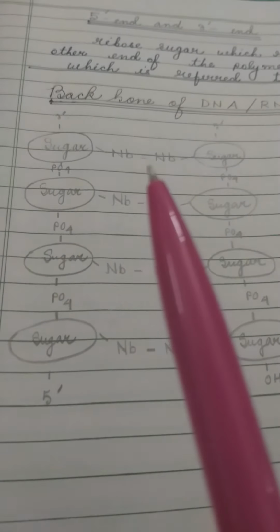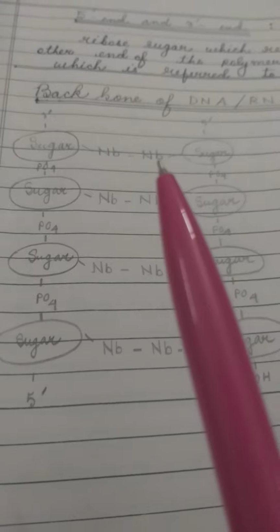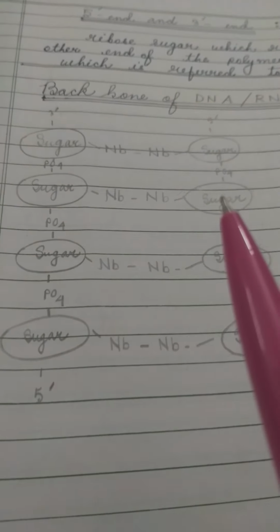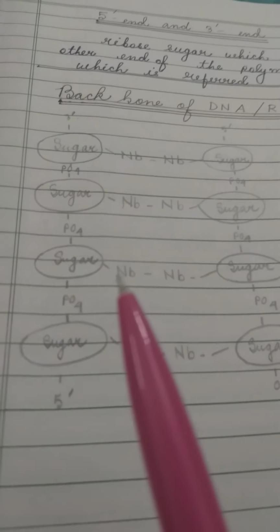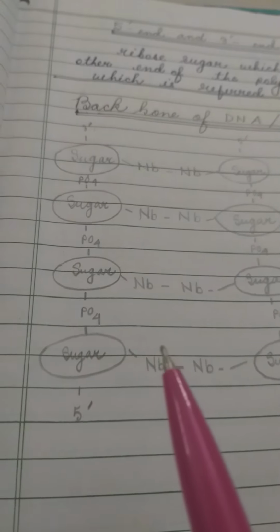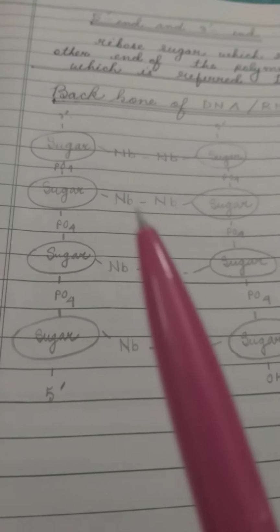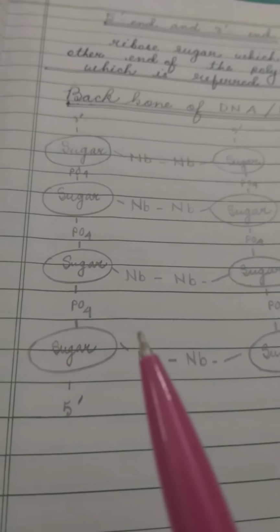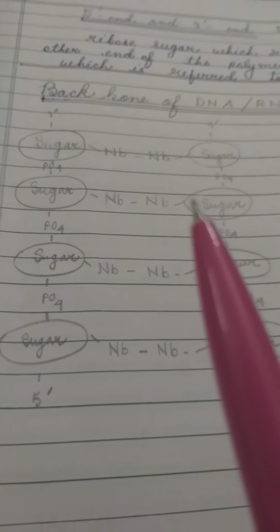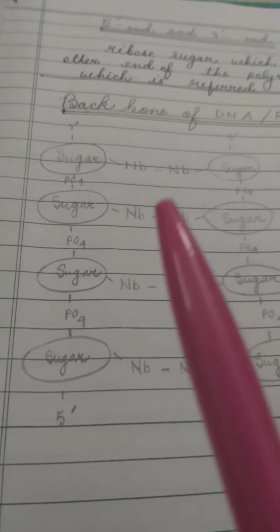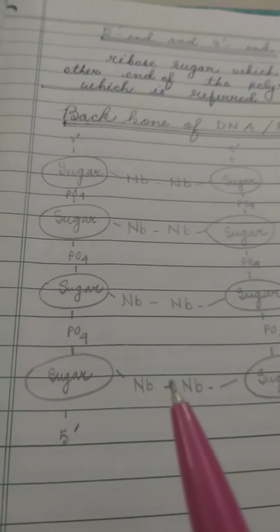So purines face pyrimidines. Pyrimidines face purines of the opposite strand. The purines of one strand pair with pyrimidines of the opposite strand, or pyrimidines of one strand pair with purines of the opposite strand, and pairing occurs by means of hydrogen bonds.